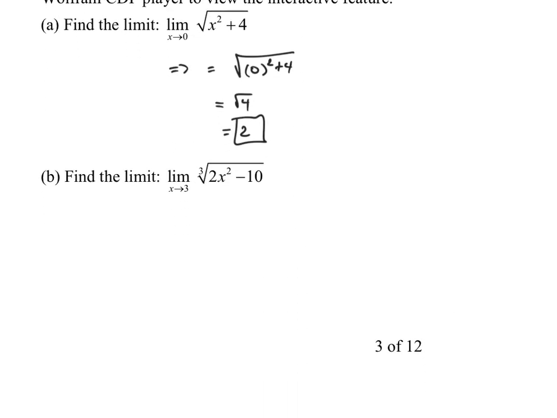Okay? It doesn't work just for square roots, it works for cube roots, works for any root in all honesty. It says find the limit as x approaches 3 of the cube root of 2x squared minus 10. Well, that would be equal to the cube root of 2 times 3 squared minus 10. Just plug in that given x value. 3 squared is 9. 9 times 2 is 18. 18 minus 10 is 9.